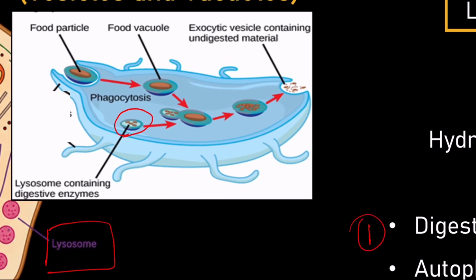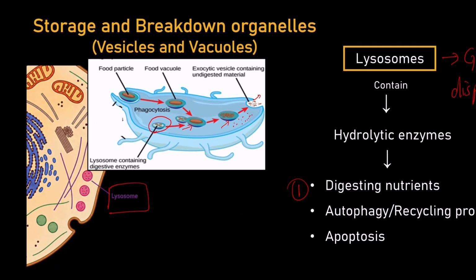A lysosome fusing with a food vacuole, and then finally the contents are digested, waste products are released outside by exocytosis, and the useful material is kept within the cell. So that's one function of lysosomes.